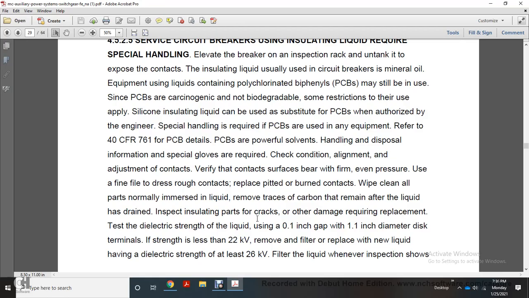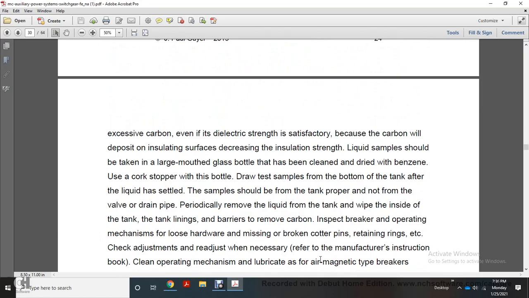Other damage requires replacement. Test the dielectric strength of the liquid using a 0.1 inch gap between 1.1 inch diameter disc terminals. If strength is less than 22 kilovolts, remove the liquid and filter it. Replace with new liquid having dielectric strength of at least 26 kilovolts, or filter the liquid whenever inspection shows excessive carbon. Even with satisfactory dielectric strength, the carbon will deposit on insulating surfaces, decreasing the insulation strength.